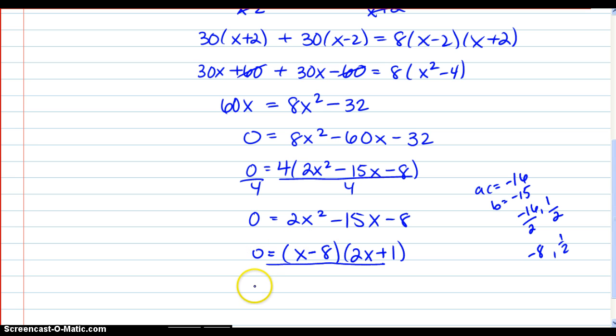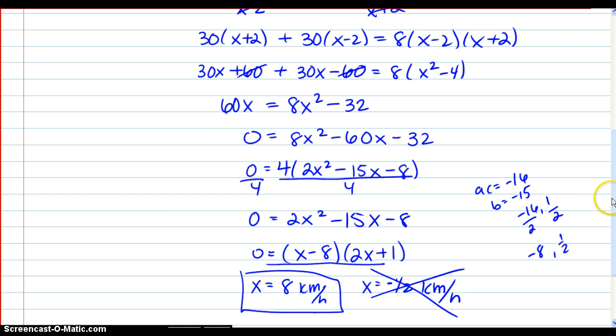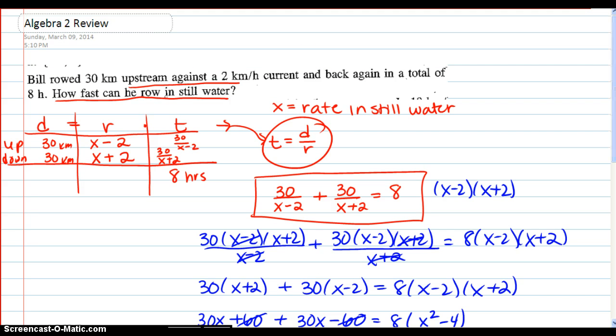And all I have to do is say, well, x could be 8 kilometers per hour rowing, or x would be negative 1/2 kilometers per hour. Since you can't row a negative speed, that's sort of like an extraneous solution. And so it's basically saying, if I go back all the way up to my original problem, Bill can row 8 kilometers per hour. And that will allow him to do those same things.